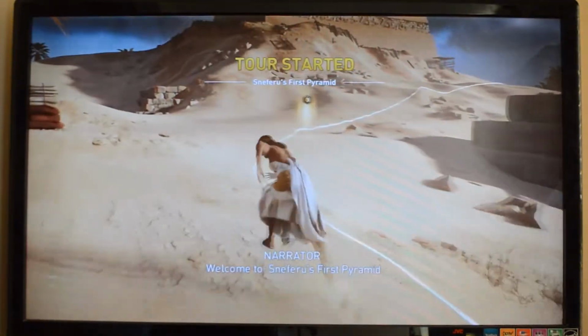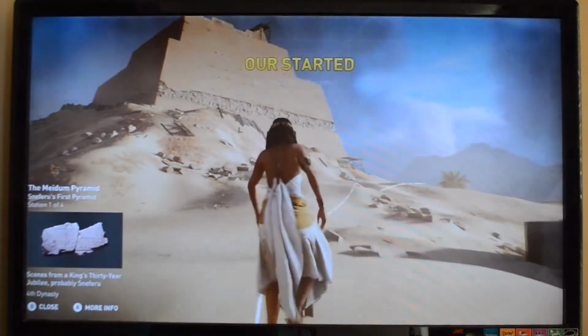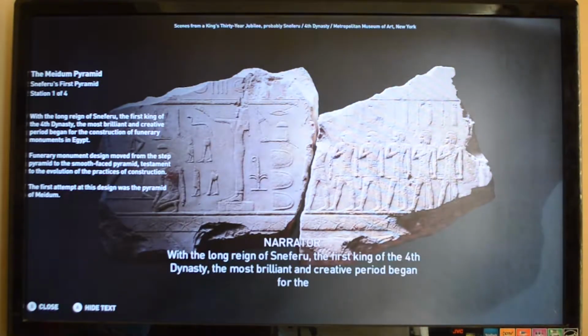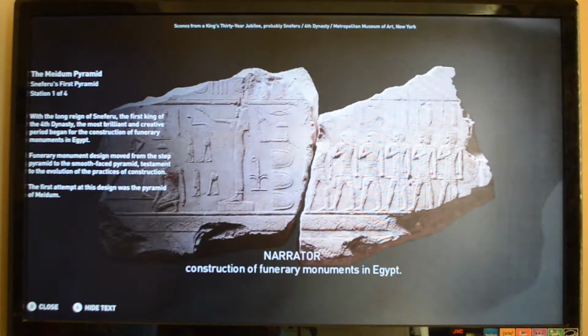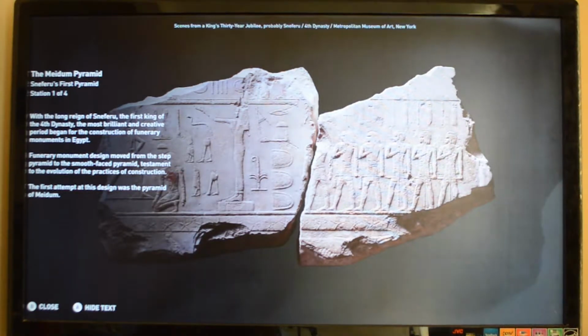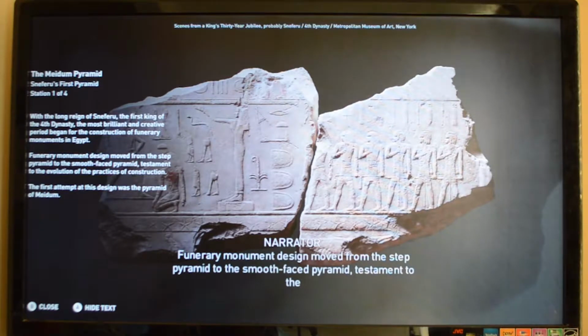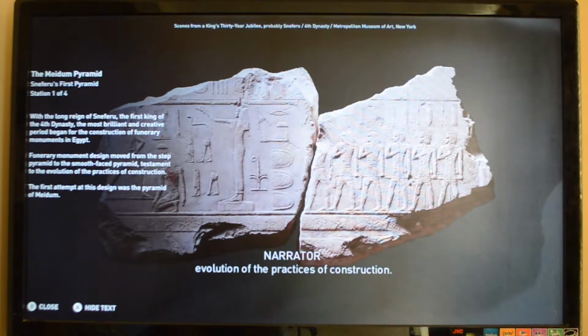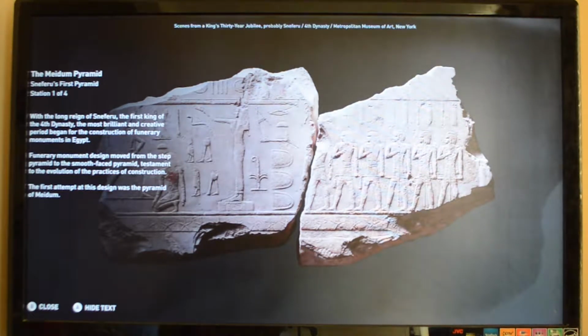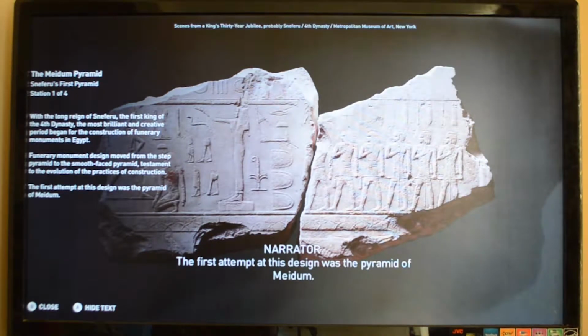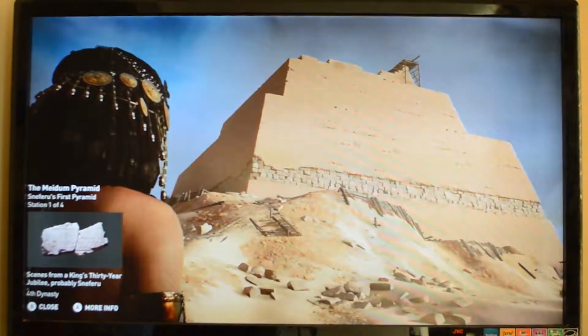Welcome to Sneferu's first pyramid. With the long reign of Sneferu, the first king of the 4th dynasty, the most brilliant and creative period began for the construction of funerary monuments in Egypt. Funerary monument design moved from the step pyramid to the smooth-faced pyramid, testament to the evolution of the practices of construction. The first attempt at this design was the Pyramid of Meidum.